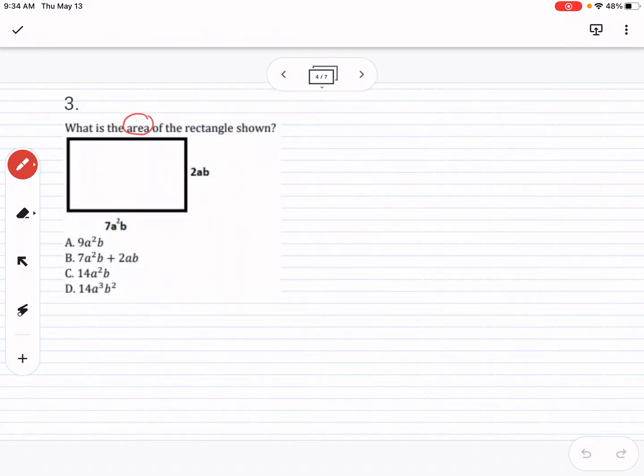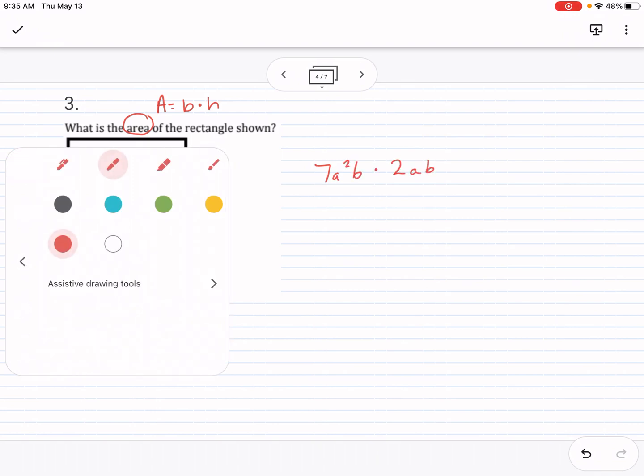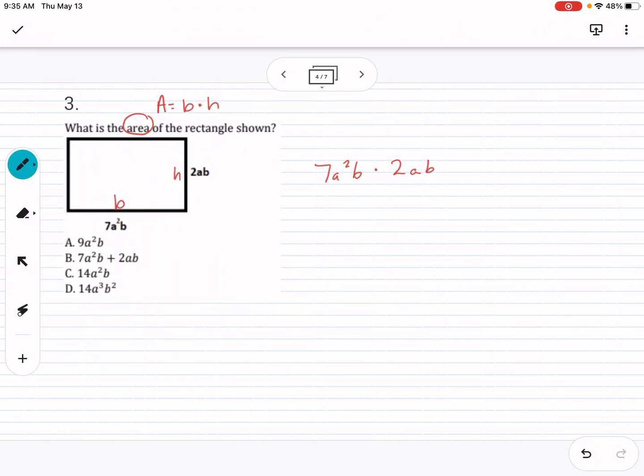This next problem wants the area. When you're doing area of a rectangle, you're doing base times height. So this could be my base, and this could be my height. So I'm going to do 7a squared b times 2ab. And this now becomes a law of exponents problem. Remember, when you multiply, you add exponents. So I have 7 times 2, which is equal to 14. So there's going to be a 14 in our answer.